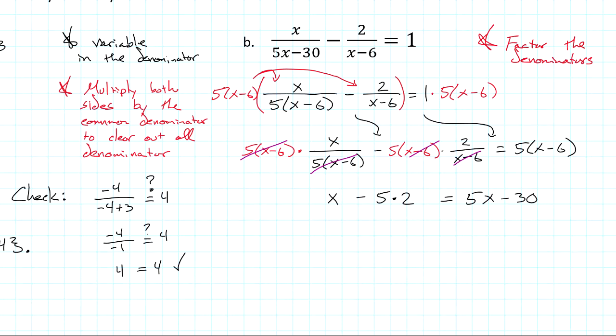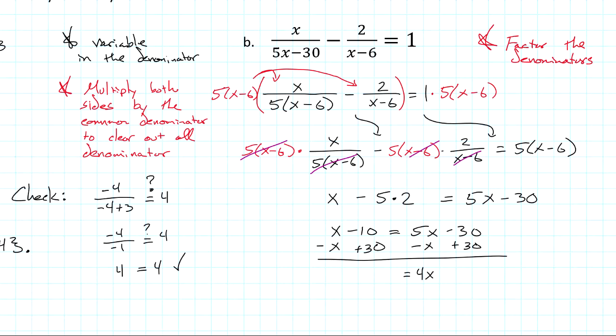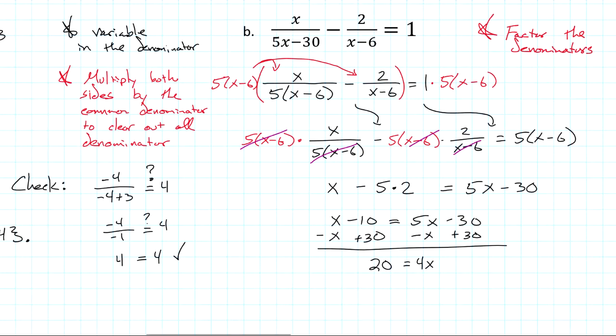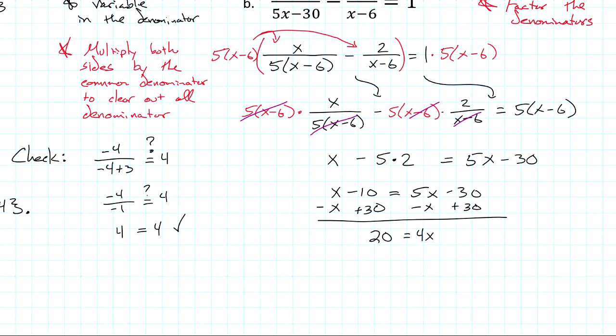Great. Now we have a nice linear equation that we can solve out. So we have x minus 10 equals 5x minus 30. I'm going to go ahead and subtract the x from both sides and add 30 to both sides. This will get the x's on the right side. 5x minus x is 4x. Adding 30 to both sides clears it off the right side, and we get 20 total on the left. We can now divide by 4 and get 20 divided by 4 is 5.